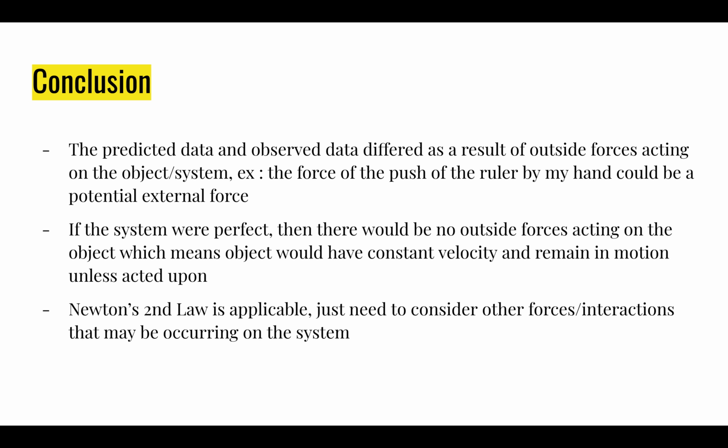If a system were truly perfect, then there would be no outside forces or interactions acting upon the system, and therefore it would be able to have a zero net force resulting in a constant velocity. Newton's second law is applicable. We just have to consider outside forces acting on a system.